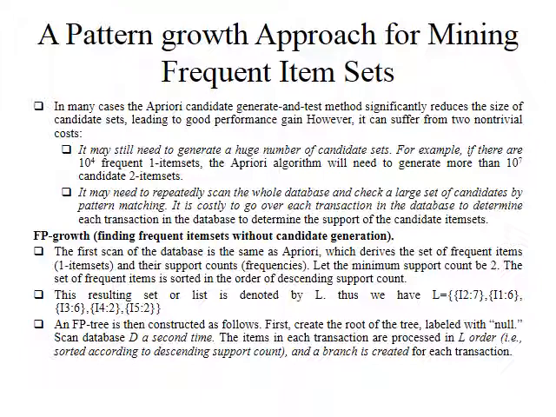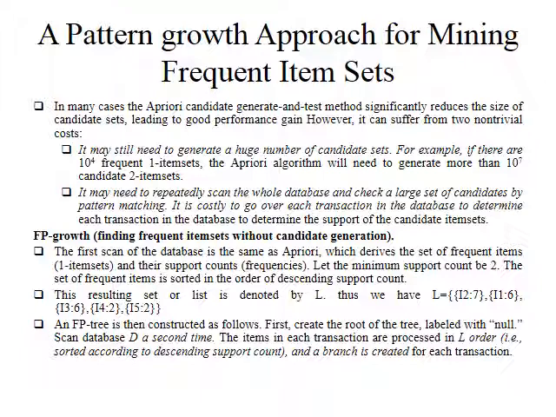Because of this reason, we prefer the FP growth algorithm. The first scan of the database is the same as Apriori, which derives the set of frequent one item sets and their support counts. Let the minimum support count be 2. The set of frequent items is sorted in the order of descending support count.